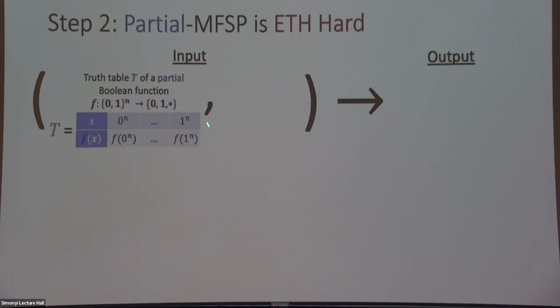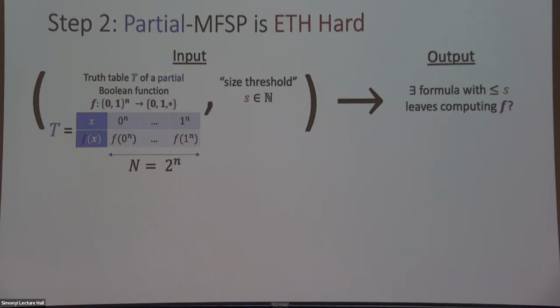And I still want to stress that this is still a really long input. We're not using some succinct representation to cheat or anything like that. You still have to write down a 2^n length string here, even if most of it's stars. And then you get some size threshold s, and you output: does there exist a formula of size at most s computing f, where now you don't care about what the values on the stars are? Does that make sense? So it's basically computing partial functions with a formula.